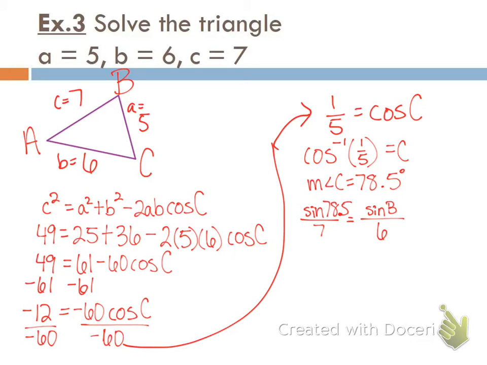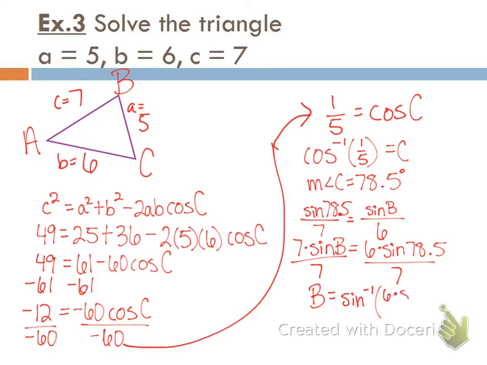Okay, 6 is bigger than 5, so remember that the biggest angle is across from the biggest side, middle angle is across from the middle side, smallest angle is across from the smallest side. This should be familiar to us. We've done this many times now. We cross multiply 78.5, then we would have to divide, and after we divide we have to use the inverse sine. So B is equal to inverse sine of that fraction.